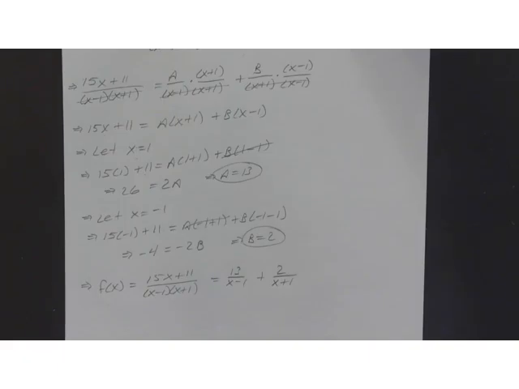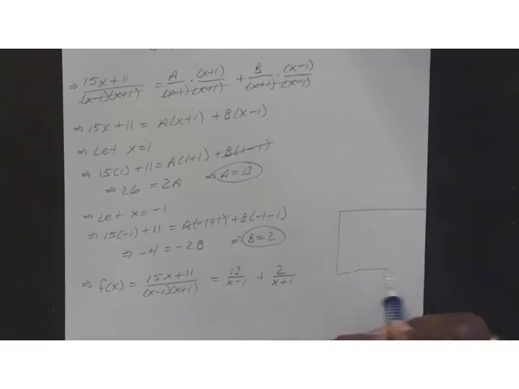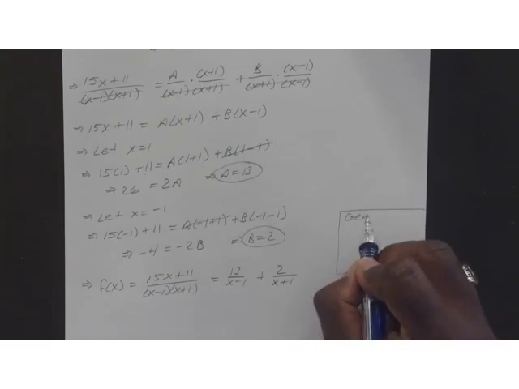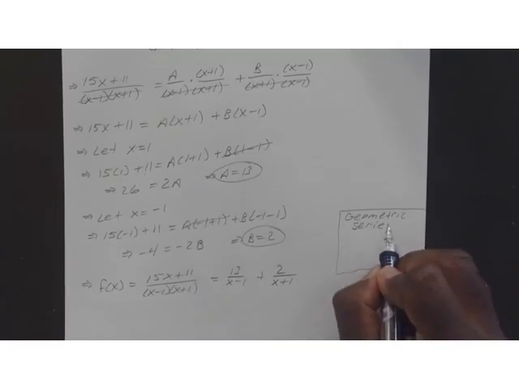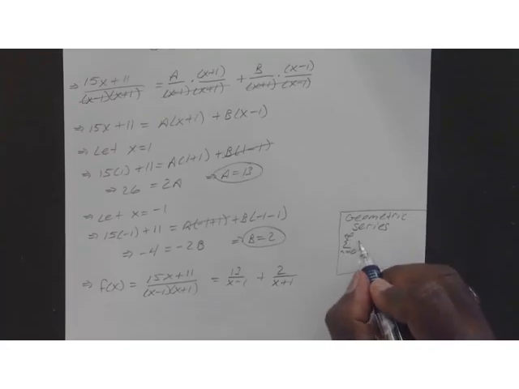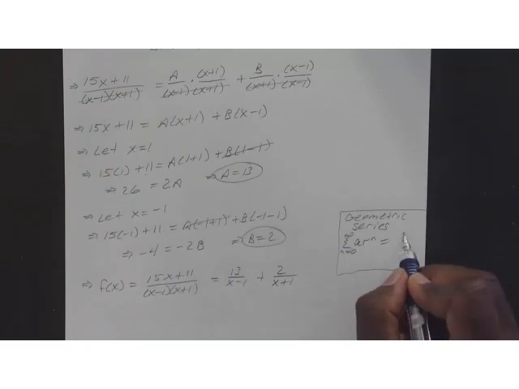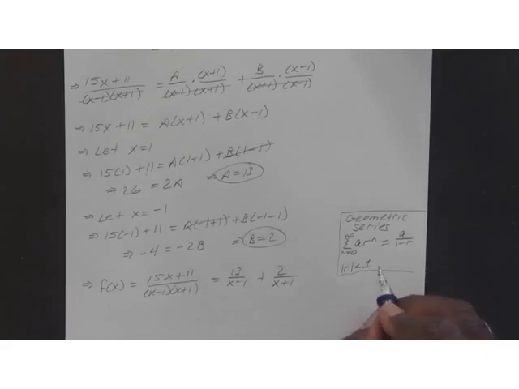But remember, we want to put it in geometric form. So we have a geometric series from n equals 0 to infinity of a times r to the power of n. When it's convergent, it's a divided by 1 minus r, when the absolute value of r is less than 1, it converges.